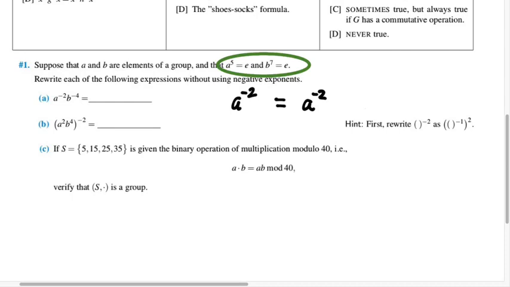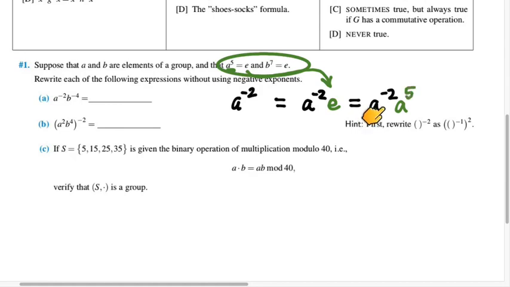And so what I'm going to use that to do is I'm going to use the identity property to convince myself that a to the minus 2 is the same as a to the minus 2 times e. But since e is equal to a to the power 5, that means that this expression is equal to a to the minus 2 times a to the 5.